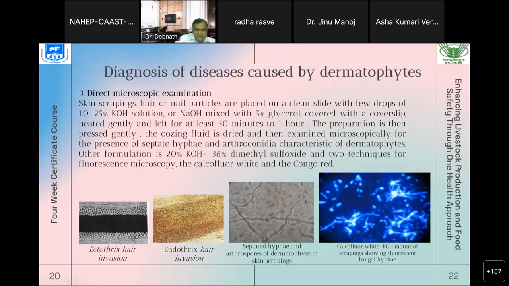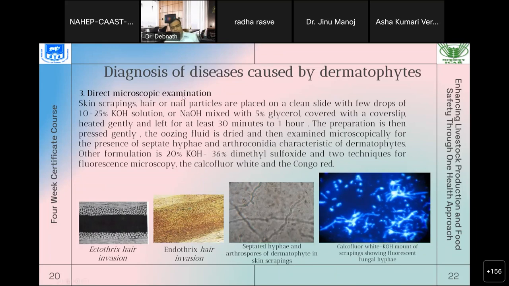But nowadays, for this direct microscopy with KOH, there are some alternative options. We can use KOH with glycerol. We can use dimethyl sulfoxide. We can use some fluorescent dye also, because they increase the specificity as well as the sensitivity of the test. This fluorescent dye binds with the chitin in the cell wall of the dermatophytes, and when light falls on them, they fluoresce. So it helps for better diagnosis of this organism.